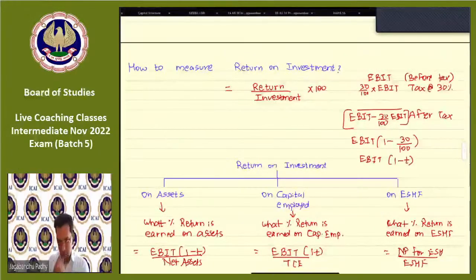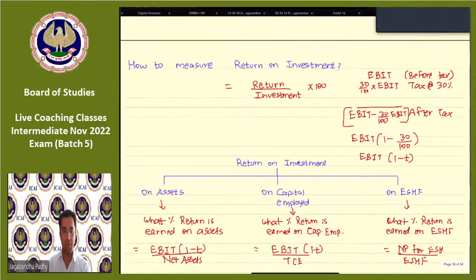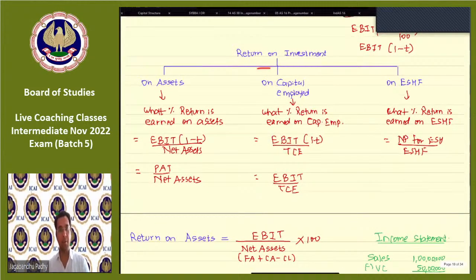Now, how do we measure the return on investment? We know it is return upon investment into 100. For that purpose, we said that return on investment can be understood from three different perspectives. One, what is the return that we're generating on assets? What's the return on capital employed? And what's the return on equity shareholders? So on assets, we say what percentage of return are we earning on the investment in assets? And similarly in case of capital employed and in case of equity shareholders.